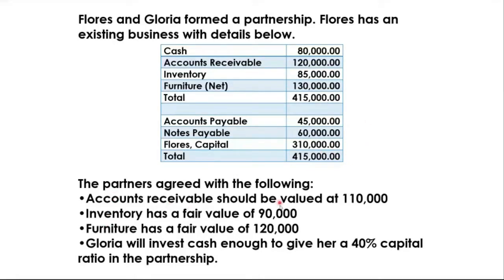So what are the expected adjustments? Accounts receivable will be valued at 110, so we are going to establish a 10,000 allowance. Inventory has a fair value of 90,000, so we're going to add another 5,000 to the inventory. And the furniture has a fair value of 120, so we are going to reduce the balance of the furniture by 10,000. By the way, when you say furniture at net, it means that this is already net of the accumulated depreciation. After which we are going to determine the 40% investment of Gloria. So let's move on.